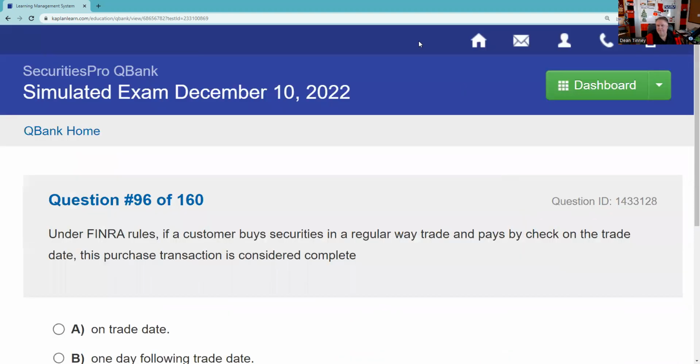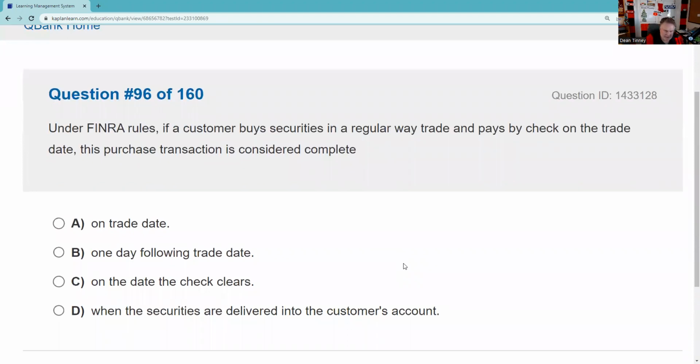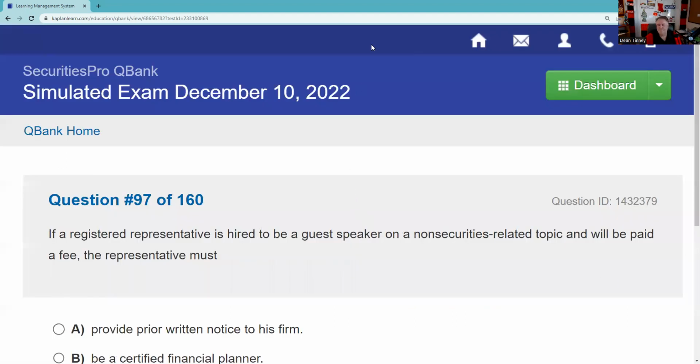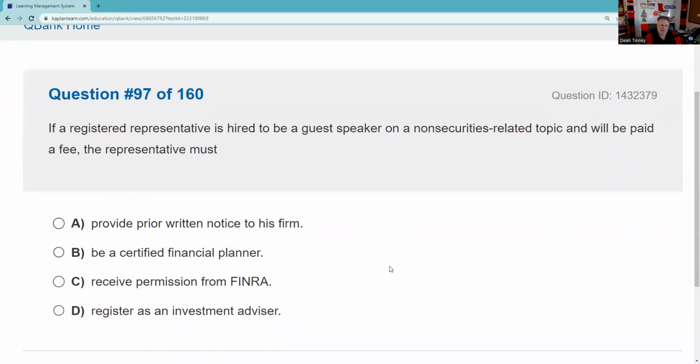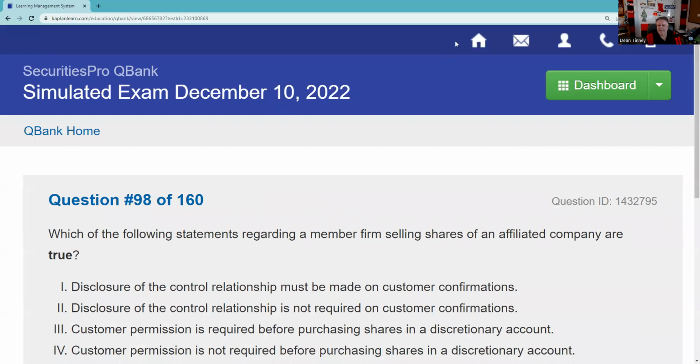Question 96. Under federal rules, if a customer buys securities in a regular way trade and pays by check on the trade date, the transaction is considered complete when it's delivered into the customer's account. So kind of an obtuse kind of a question, but it is what it is. 97. If a registered rep is hired to be a guest speaker on a non-securities related business topic, I didn't say business, non-securities, and will be paid a fee, the representative, well, that sounds like an outside business activity. So we're going to need to provide a prior written notice to the firm. Question 98.